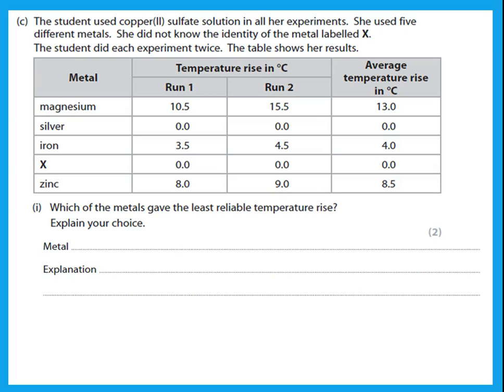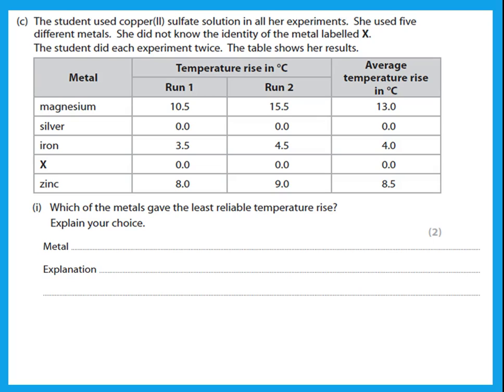The student used copper sulfate solution in all her experiments. She used 5 different metals. She did not know the identity of metal X. The student did each experiment twice, so she got the average temperature rise. Which of the metals gave the least reliable temperature rise? Where do I have the least reliable temperature rise?